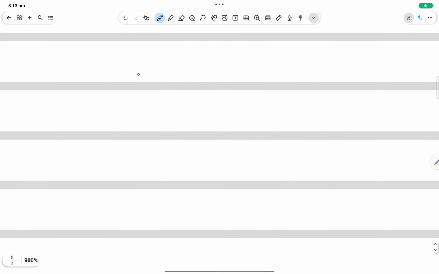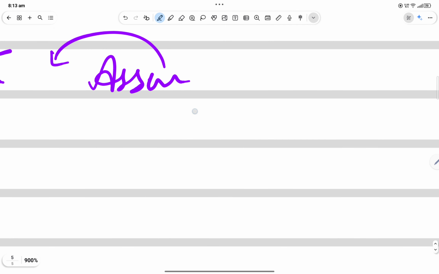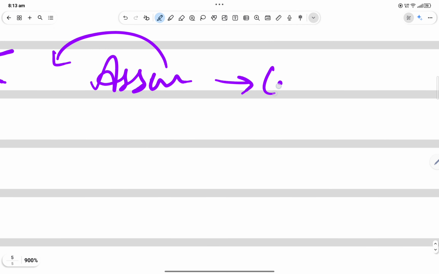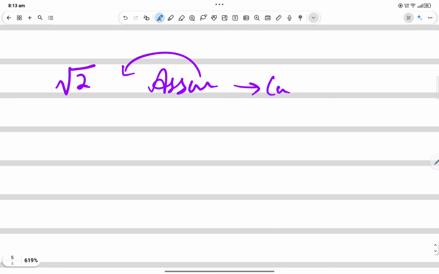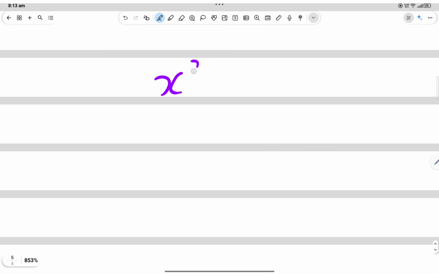So today we're going to prove that root 2 is irrational, but not by the classical method, in which we assume that it is rational and then reach a contradiction. We wouldn't do it like that. Okay, we start with a simple equation, x square minus 2 equals 0.